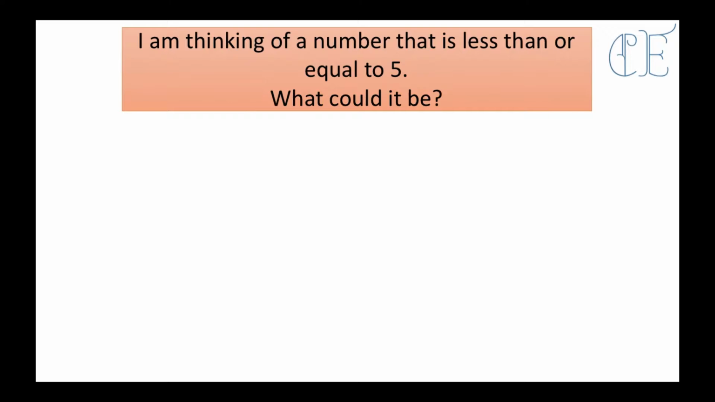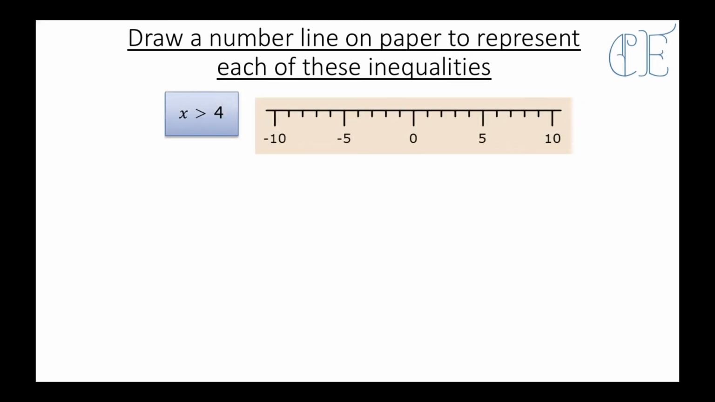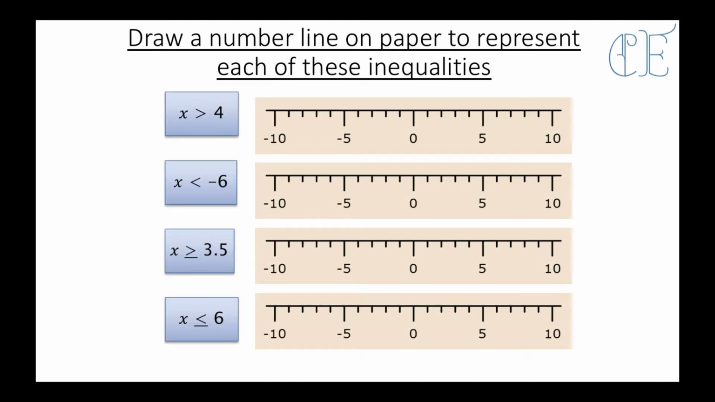Okay, I'm thinking of a number that is less than or equal to 5. What could it be? So less than or equal to 5. So we have x is less than or equal to 5 like so. So we need our little less than or equal to symbol. We circle 5 on the number line and colour it in, and it's less than or equal to, so it must be this way. Okay, so what I want you to do is pause the video and have a go at drawing number lines on paper to represent each of these inequalities, just for your own practice, so you can pause the video and have a go at each of these.